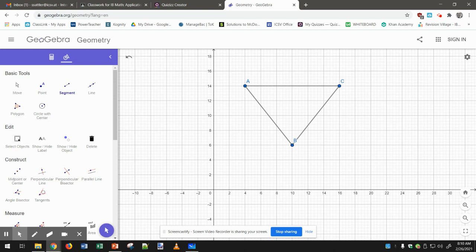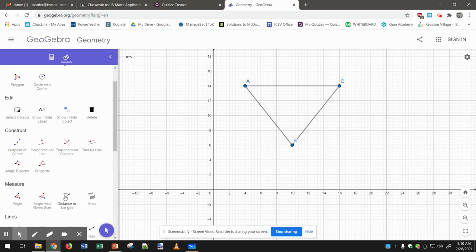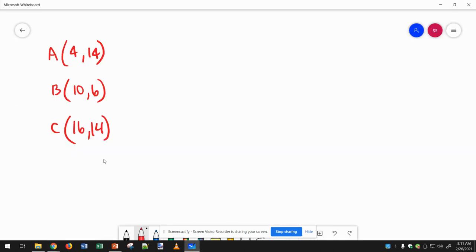So GeoGebra is really easy. We can just click on the distance, and 10 plus 10 plus 12, it's an isosceles triangle. Perimeter is going to be 32. But if we're doing this by hand, we're going to have to use the distance formula.